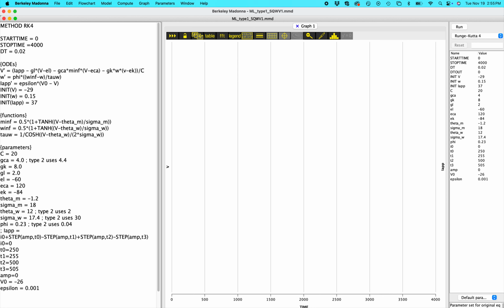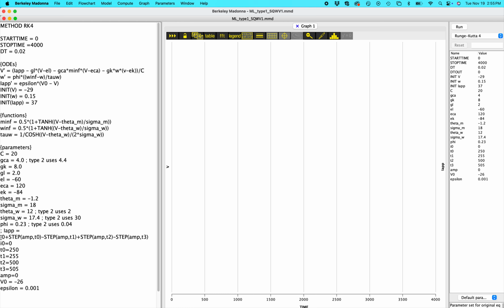This is our Morse-Lee car with type 1, and this is square wave bursting. You can see my cursor here. So we have voltage, we have W, then we have I applied, and I have the apostrophe here to recognize that it's a V dot, right? It's a differential equation. And this is just epsilon times V naught minus V, the very simple example of square wave bursting. All the rest of this is the same.